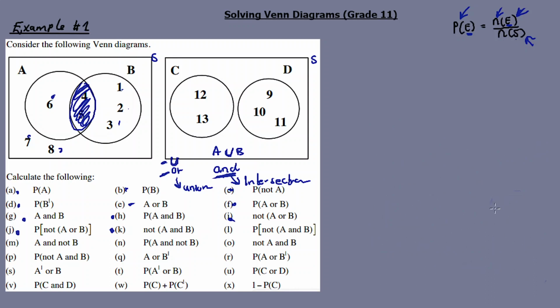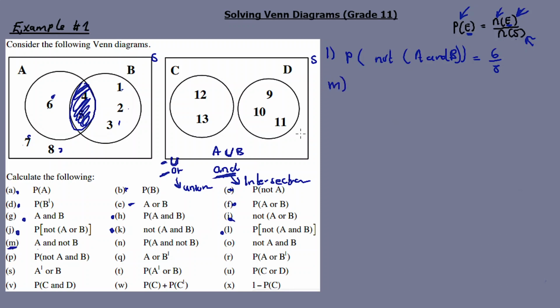Alright, L. L, it's probability of not A and B is equal to, so not A and B, 1, 2, 3, 5, 6, so it's 6 over 8 here.